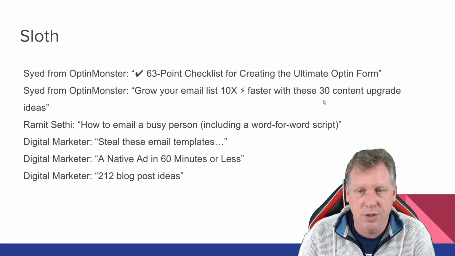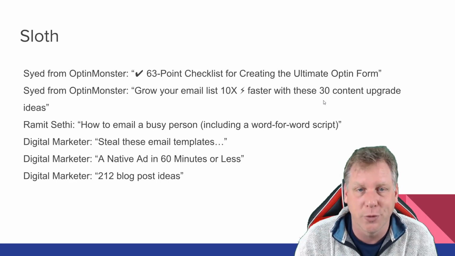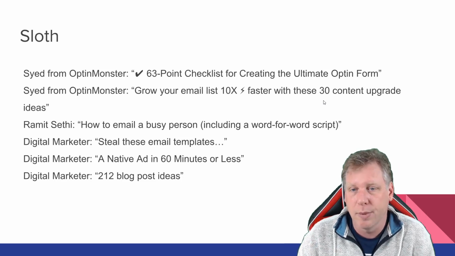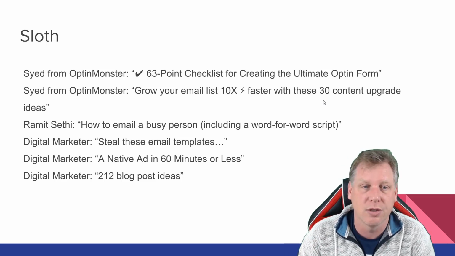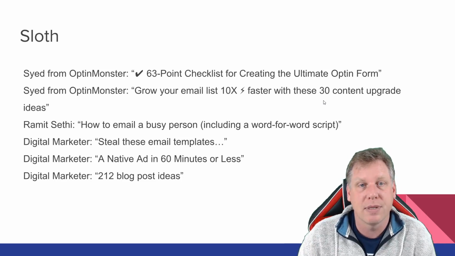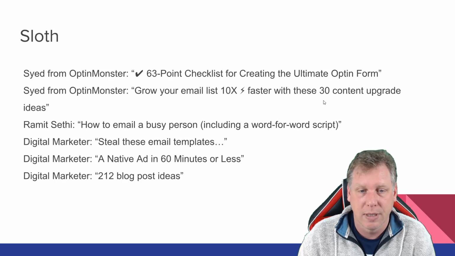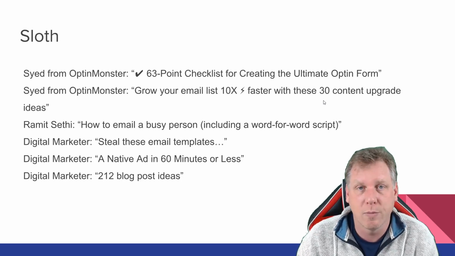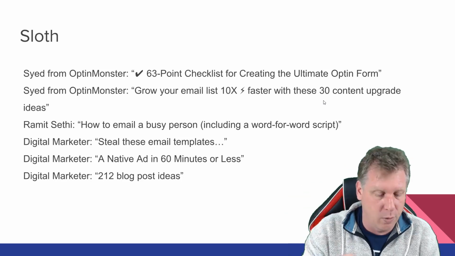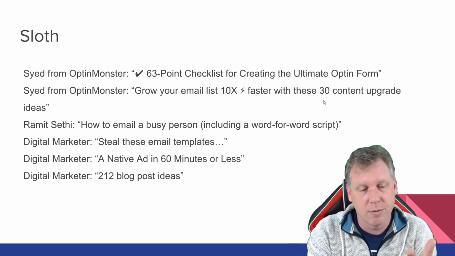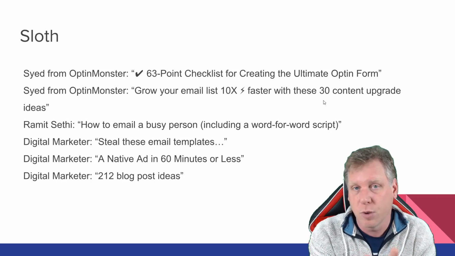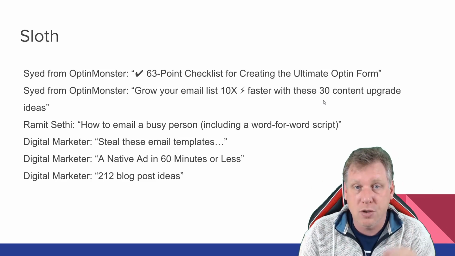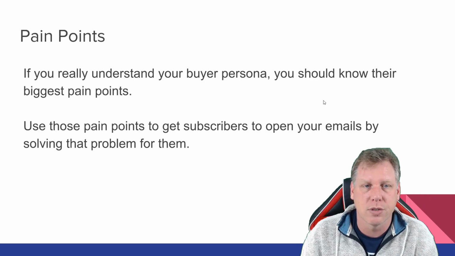So, 63-point checklist for creating the ultimate opt-in form. I've subscribed to these, you may well have done as well. Grow your email list 10 times faster with these 30 content upgrade ideas. How to email a busy person, including a word-for-word script. Steal these email templates. A native ad in 60 minutes or less. 212 blog post ideas. These things convert, whether they're headlines, email subjects, Facebook ads, Facebook posts, social media, Twitter, LinkedIn. These things work. Sloth is a very, very powerful emotion to tap into.